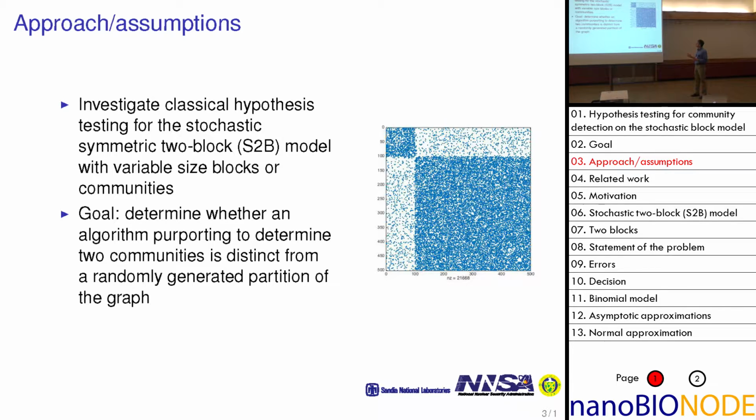I want to investigate this problem for the symmetric two-block stochastic block model, where we could have variable block sizes. Again, what's the goal? Somebody, for example, uses a spectral method or some variation, and they say, oh, these are your two blocks for an undirected graph. Should we believe them? Certainly in this case, this seems plausible. If they didn't nail it, they're pretty close. But if those off-diagonal blocks were a lot denser, then you're not going to be able to tell this visibly. So how would you determine this? That's going to be my talk.